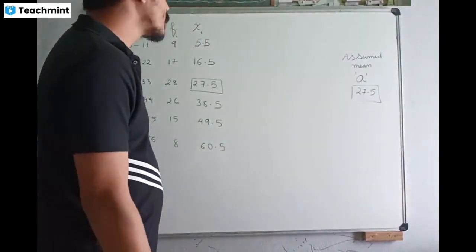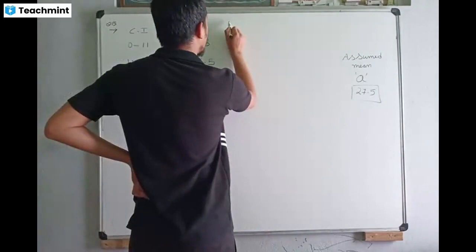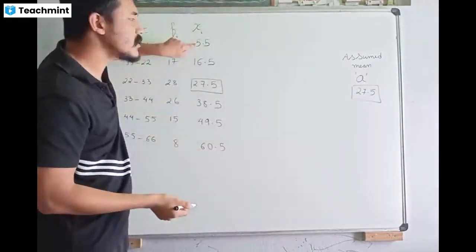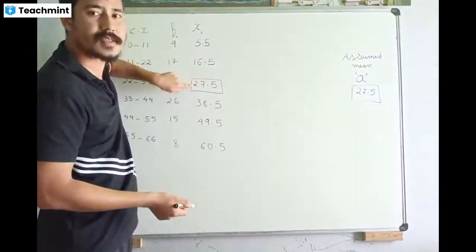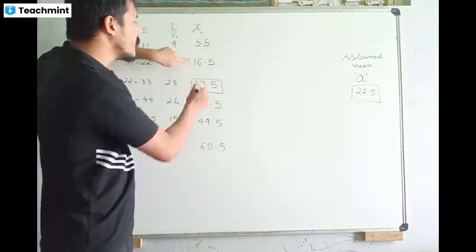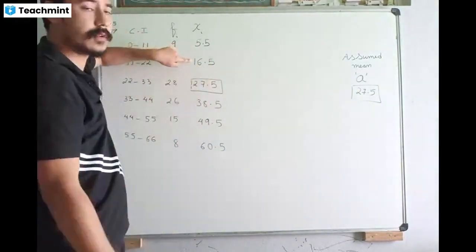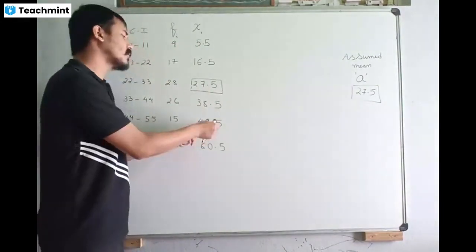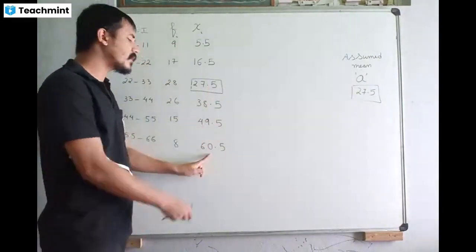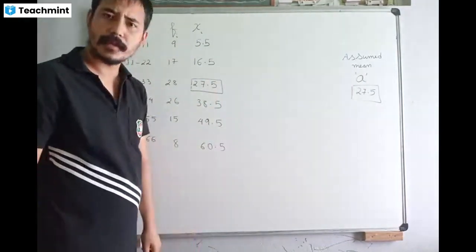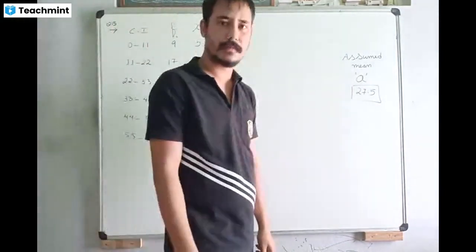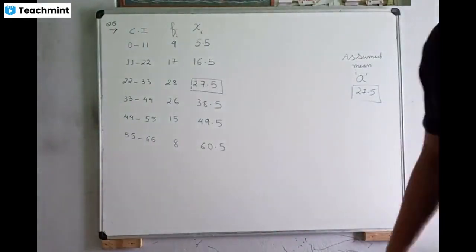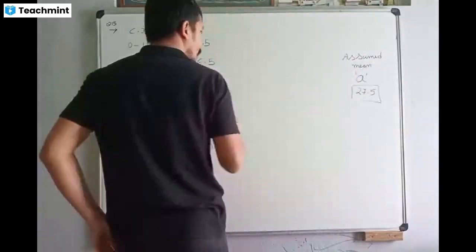Now next, what we have to do is find out deviation. Deviation means how far is this value from the center value? How far is this 16.5 from the center value? How far is this 38.5 from the center value? How far is this 49.5? How far is this 60.5? That is known as your deviation.